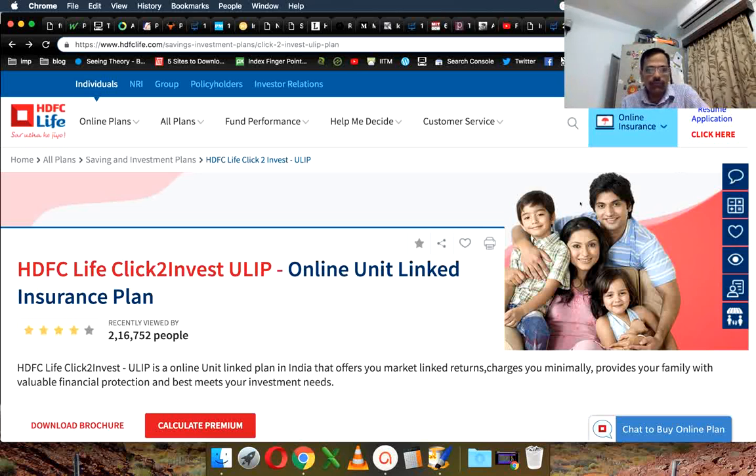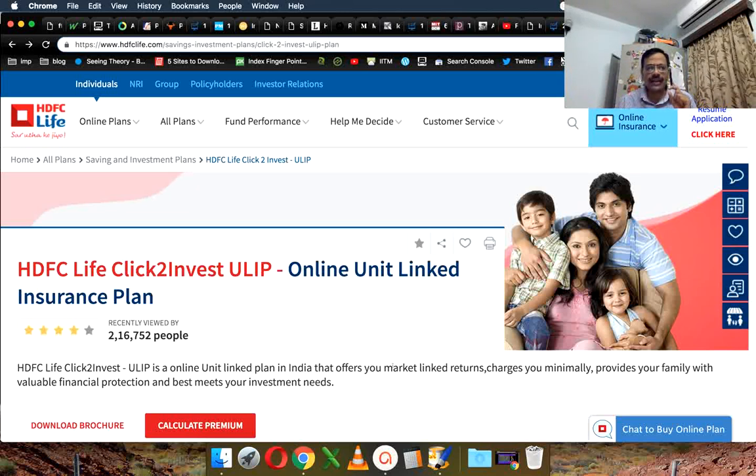So, first of all, to put it very crudely, a ULIP is like a mutual fund that is offered by a life insurer, and it has got a life insurance component associated with it. Now, the mutual fund associated with the ULIP can be an equity fund, it can be a debt fund, it can be an equity oriented hybrid fund or a debt oriented hybrid fund.